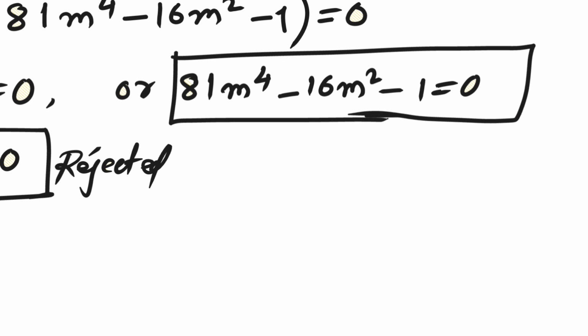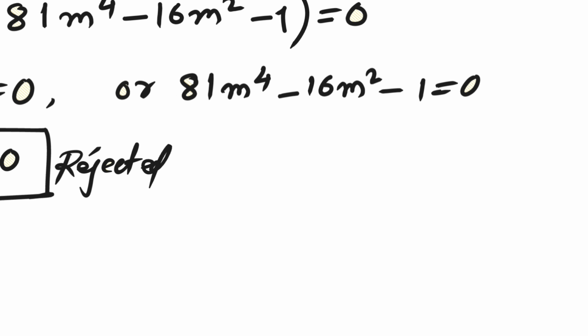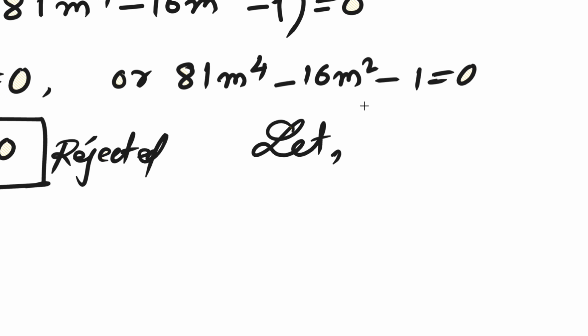81m to the fourth minus 16m squared minus 1 equals 0. Now notice something very important. This equation contains m to the fourth and m squared. That might look like a fourth degree equation, but we can make it much easier by using a substitution. This is a very useful algebra technique whenever we see a variable raised to the fourth power together with the same variable raised to the second power.